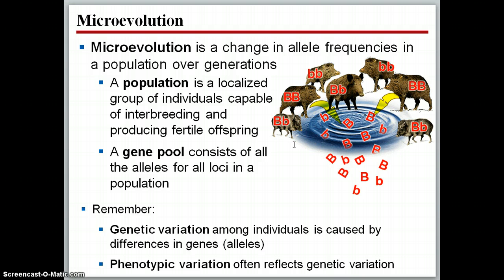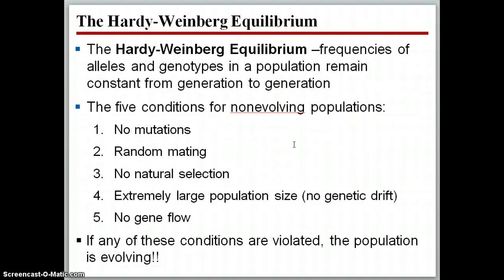Also remember that genetic variation among individuals is caused by differences in genes, so they're alleles, and those phenotypic variations are reflections of the genetic variation within the population. Most of the time when you're studying populations, you can only see the phenotypic traits. You really can't tell what the genes are unless you do genetic testing. So a lot of times scientists will only focus on the phenotypic variations and try to better understand the genetic traits that go with them.